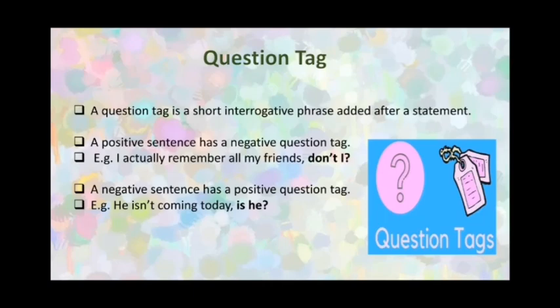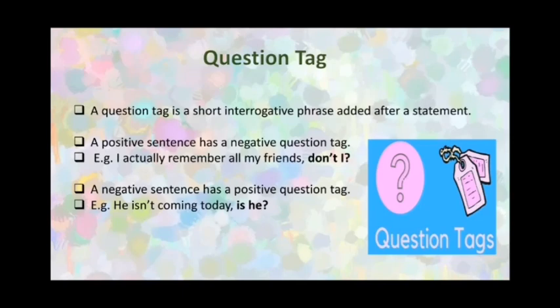So, children, a positive sentence has a negative question tag. That means if a sentence does not have words like not, none, doesn't, which are the negative words in grammar, then the question tag will be negative. For example, I actually remember all my friends. The question tag used here is don't I? So, you can see we have added the negative question tag.